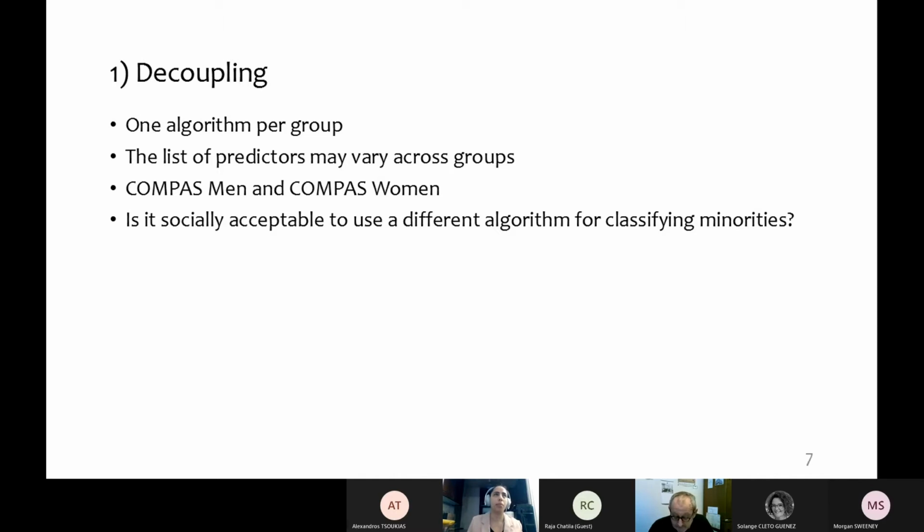Now, I think that this approach can be used only in cases where the minority that we are talking about is so small, and perhaps where we don't have this negative classification with separating the group into a certain treatment. So the fact that they have Compass men and Compass women is not deemed illegal in the US, but I'm not sure that it will be possible to extend it to other groups.